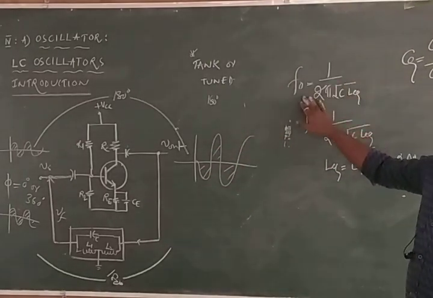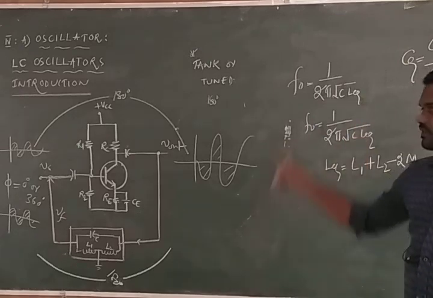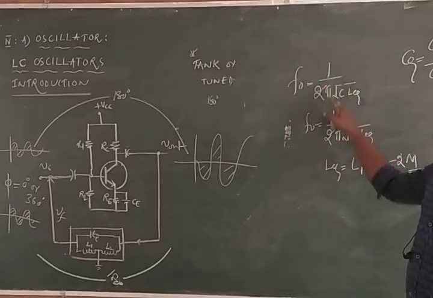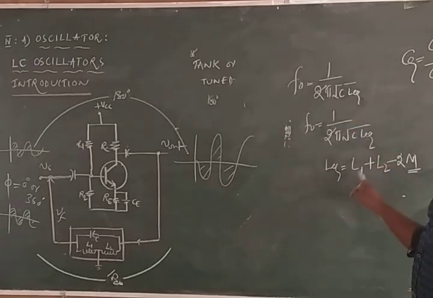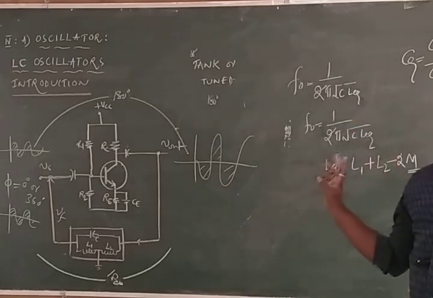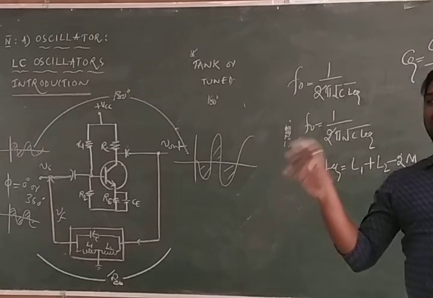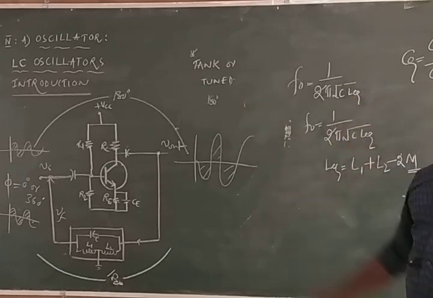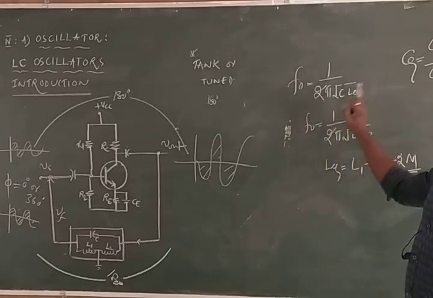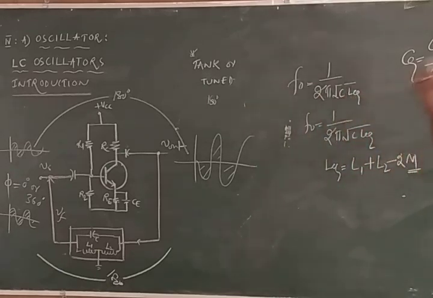Frequency of oscillation for the Hartley oscillator is what? FO is equal to 1 by 2 pi under root C into L equivalent. L equivalent is nothing but L1 plus L2 minus 2M. M stands for the mutual inductance value. And coming to the Colpitts oscillator, FO is equal to 1 by 2 pi under root L into C equivalent, where C equivalent is equal to C1 C2 by C1 plus C2. This is about the Hartley oscillator and the Colpitts oscillator.